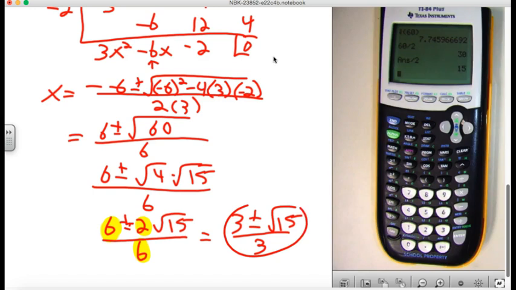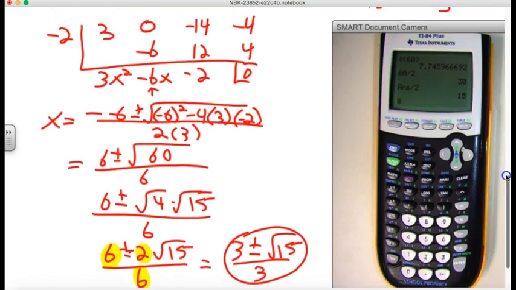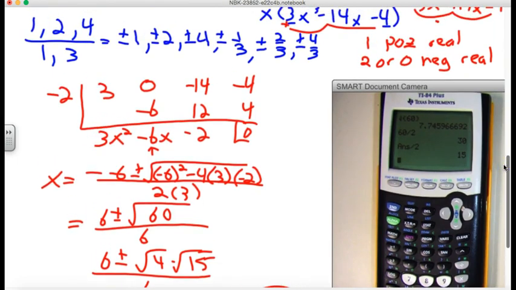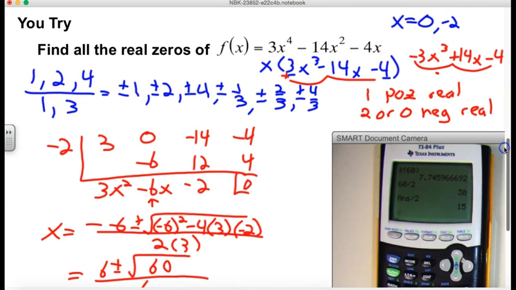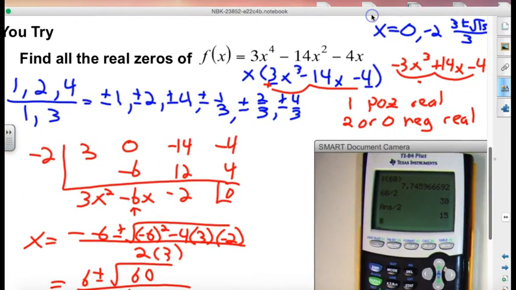So here are our other 2 zeros: 3 plus the square root of 15 over 3, and 3 minus the square root of 15 over 3. All right, so we can write those up here as our other 2 answers, 3 plus and minus the square root of 15 over 3. And those are our 4 zeros.